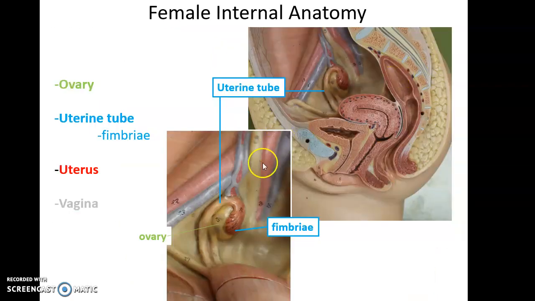All right, so here is the ovary again, ovary. Then we have coming off of it the uterine tube that carries the oocyte to the uterus. You'll note that there's these little finger-like structures coming off the uterine tube. These are called the fimbriae. So here is the fimbriae adjacent to the ovary, and then the long uterine tube leading to the uterus.